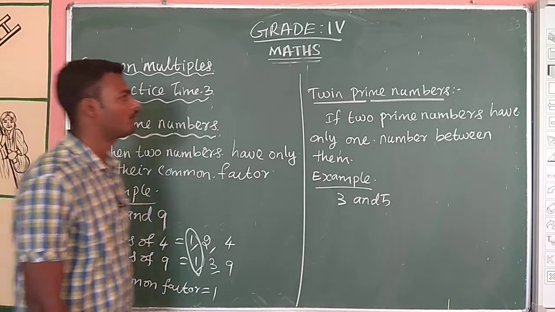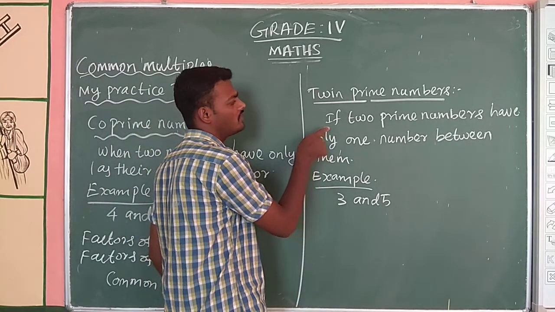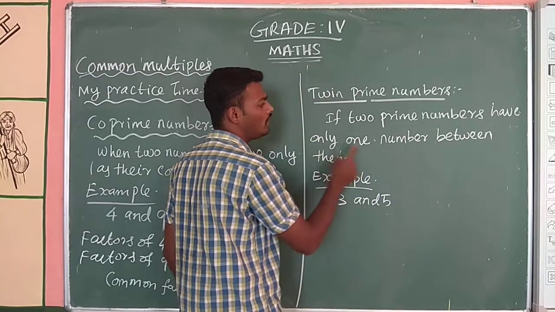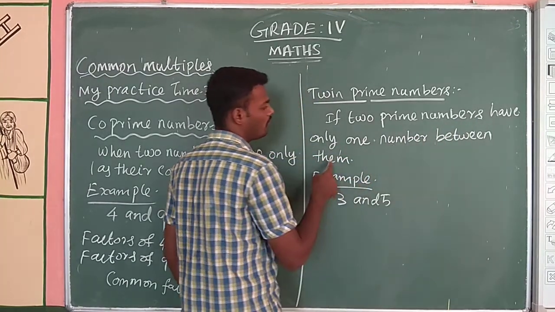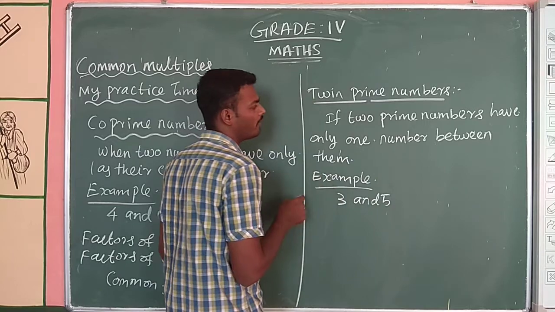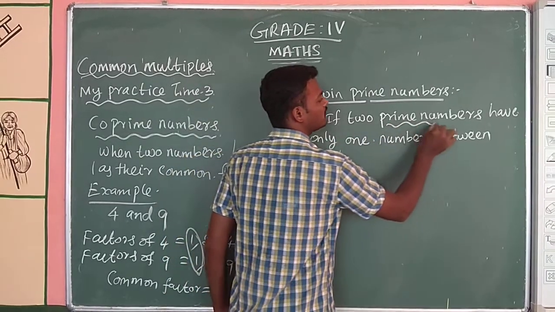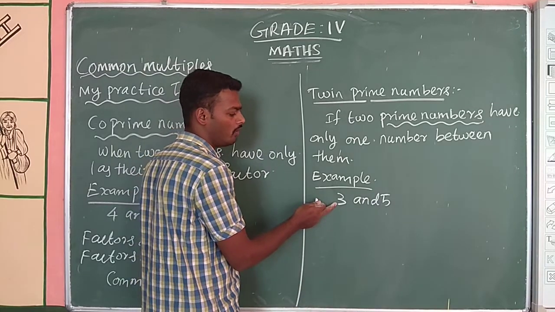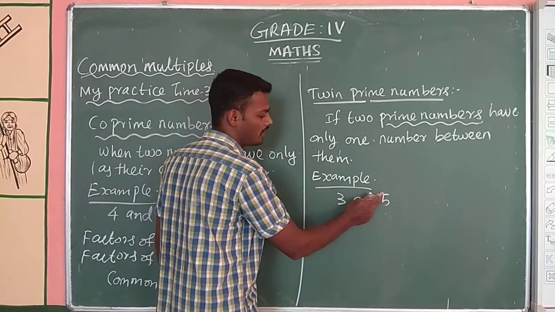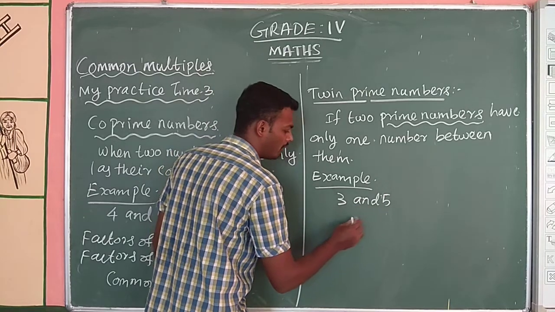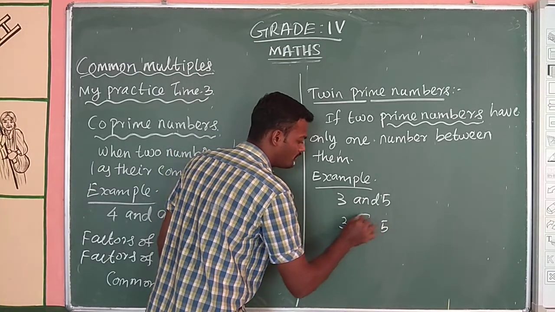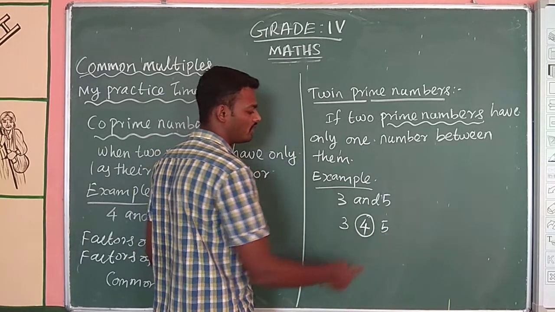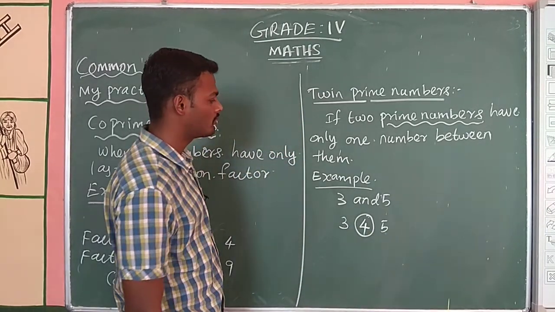Next one, twin prime numbers. Definition: if two prime numbers have only one number between them, they are twin primes. For example, 3 is the first prime number and 5 is the second prime number. Between them we have only one number, that is 4. So 3 and 5 are called twin prime numbers.